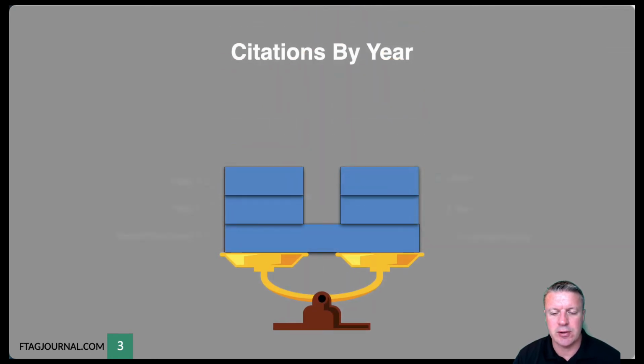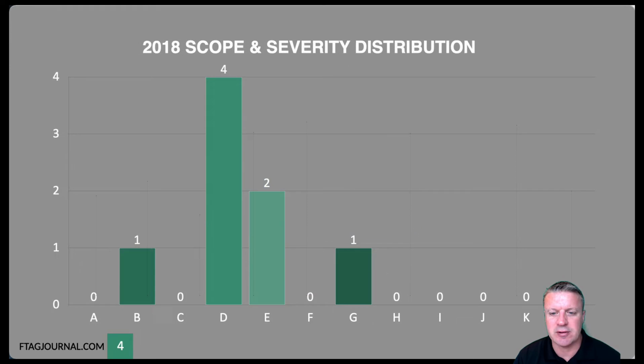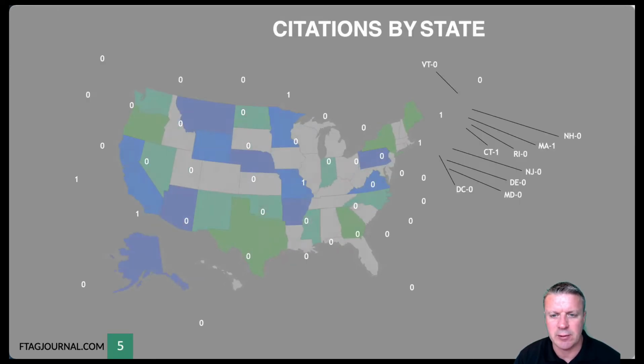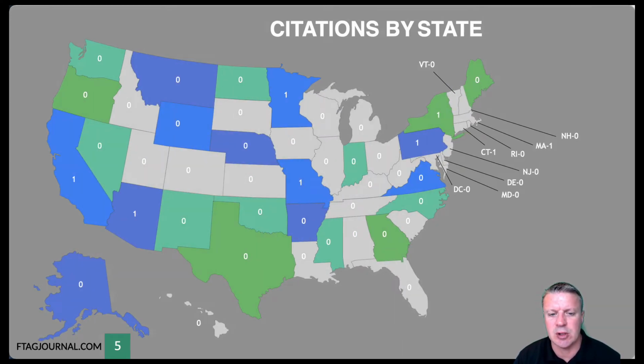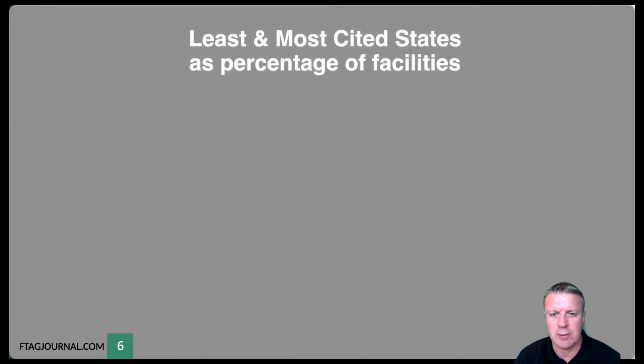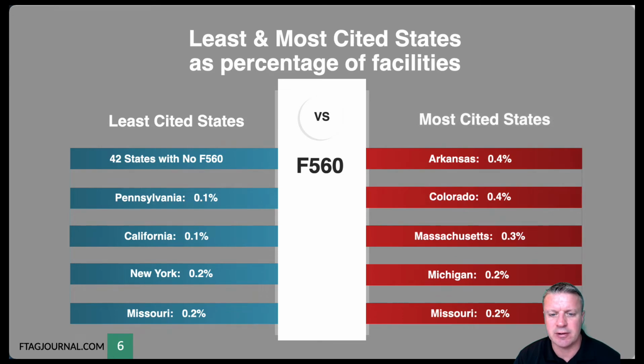So in 2018, F560 was only cited 8 times. In 2019, it was cited 9 times. So not a big concern. 62.5% of the citations were from an annual survey. As far as scope and severity, there was one G-level citation. Everything else was E or below. And with only 8 citations, you're not going to see anything unique in the state distribution. Same with the least and most cited states as a percentage of their facilities.